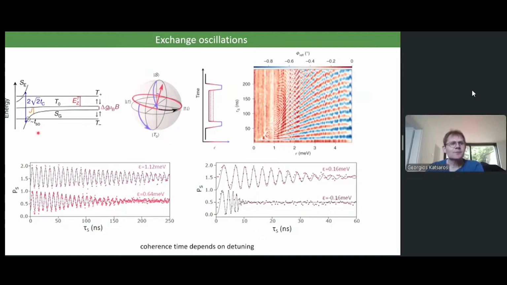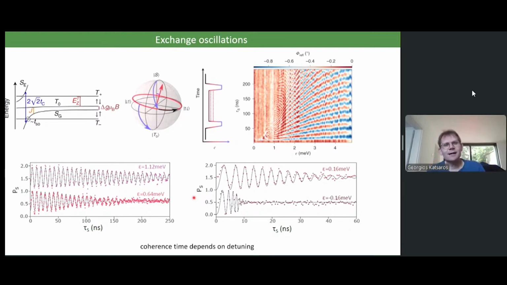So how will we do exchange oscillations? So now you can do a different experiment. So again, you start from the singlet 2-0. You pulse very fast here. And now you allow coherent oscillation, but you want to do a pi half pulse. And once you have done a pi half pulse, you pulse back in order now to turn on exchange interaction, and exchange interaction leads to Z rotations. And these are the exchange oscillations you can see here. The coherence times depend on the tuning.